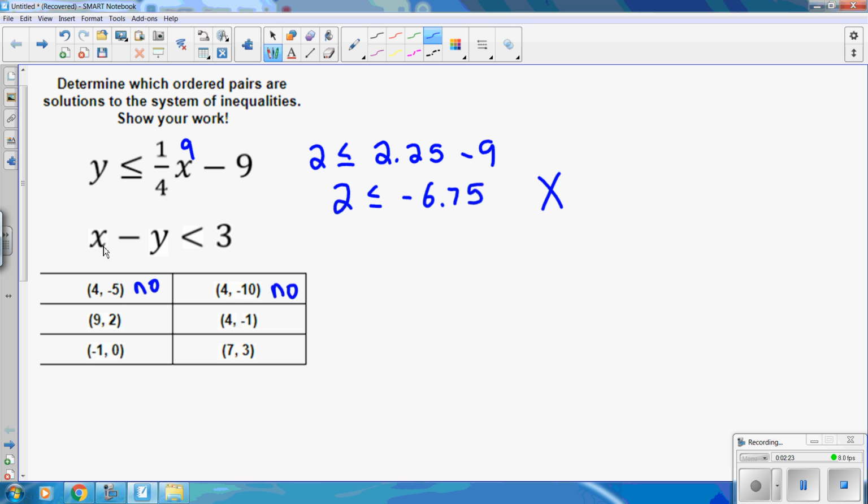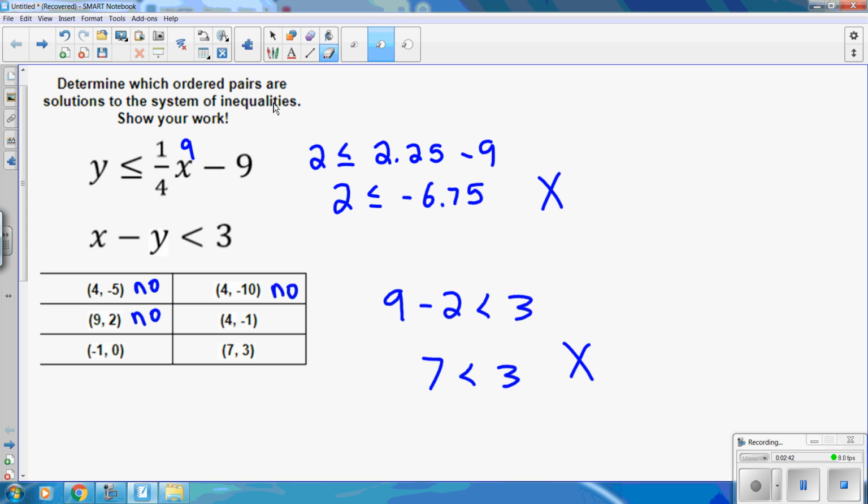Now we're going to check for this one. Plug 9 in for x. Plug 2 in for y. 9 minus 2 is 7. 7 is not less than 3, so it doesn't work for this one either, so it's definitely no here.